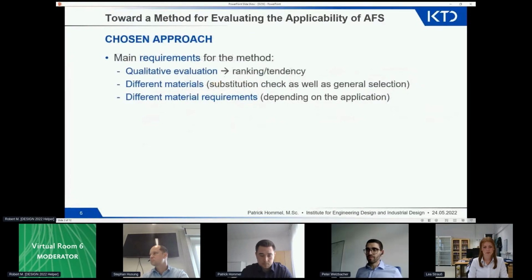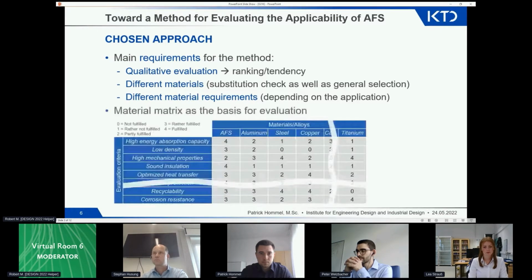The chosen approach of this contribution provides a more qualitative comparison. Different criteria are given points so that the advantages and disadvantages of the different materials can be determined, and a ranking is possible. It is also necessary for the method to consider different materials and different material requirements, depending on the use case. As a basis, a table in which properties of individual materials are evaluated semi-quantitatively can be filled in as shown here. With this material matrix, an evaluation can be made later.